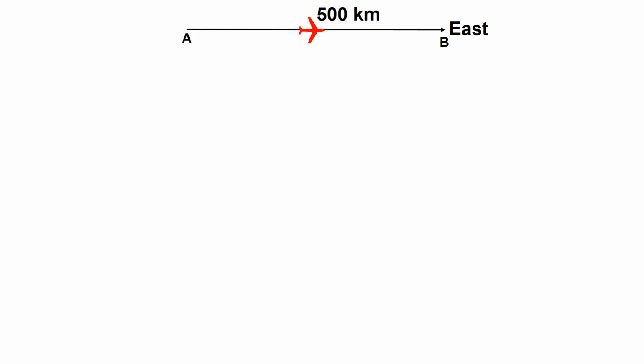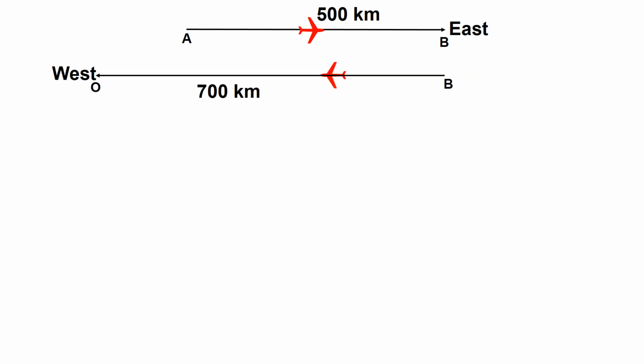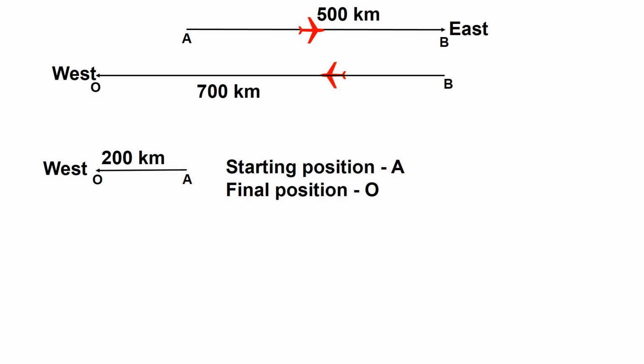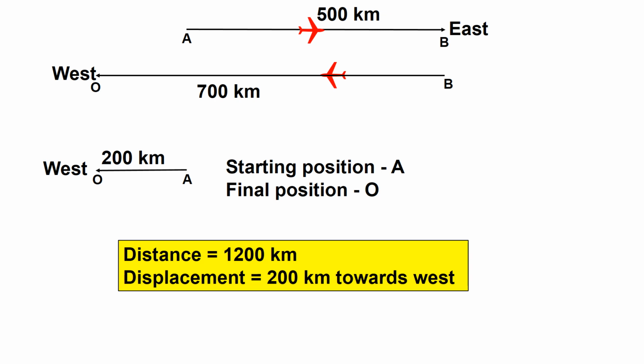During a flight, a distance of 500 km is covered from point A to point B towards the east and 700 km from point B to point O towards the west. In this overall movement, the starting point is A and the ending point is O. The distance travelled is 1200 km and the displacement is 200 km towards west. Let us take a look at the last case.